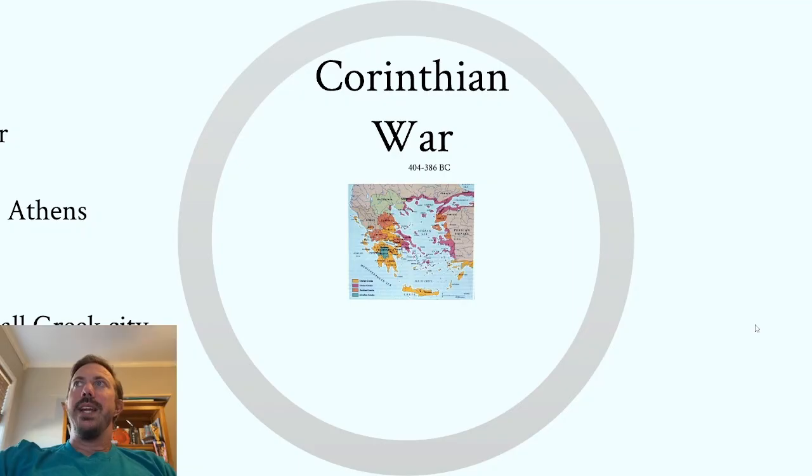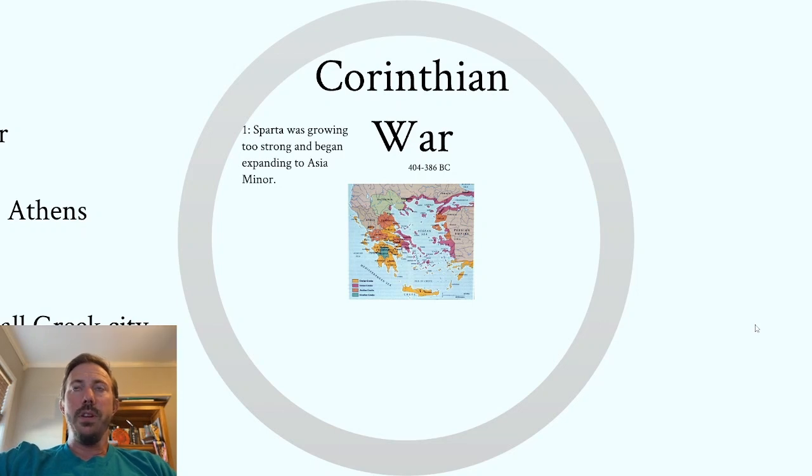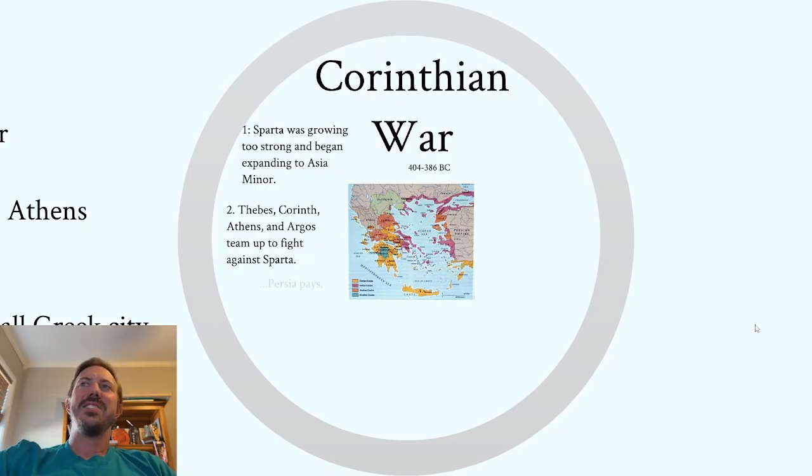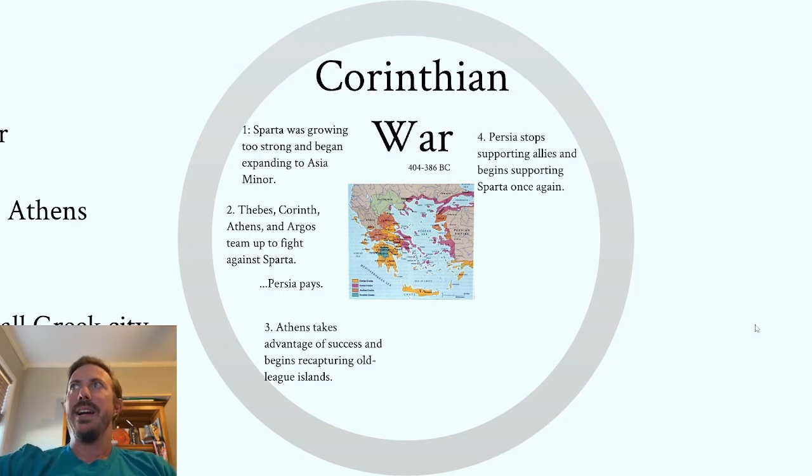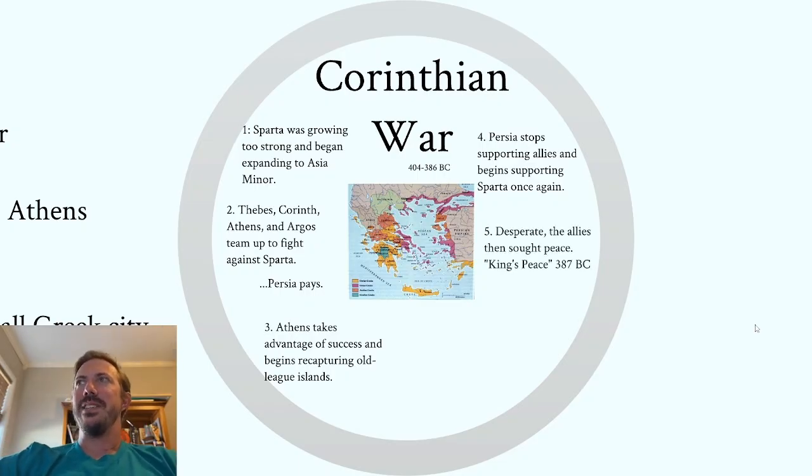From 404 to 386 BC, we have what's called the Corinthian War. One, Sparta was growing too strong and began expanding into Asia Minor. Two, Thebes, Corinth, Athens, and Argos team up to fight against Sparta. Persia funds this expedition. Persian money is accepted by these four city-states to fight Sparta. The irony is insane. Athens takes advantage of success and begins recapturing old League islands. The Delian League is back. Persia stops supporting the Allies, withdraws their funding, and begins supporting Sparta once again.